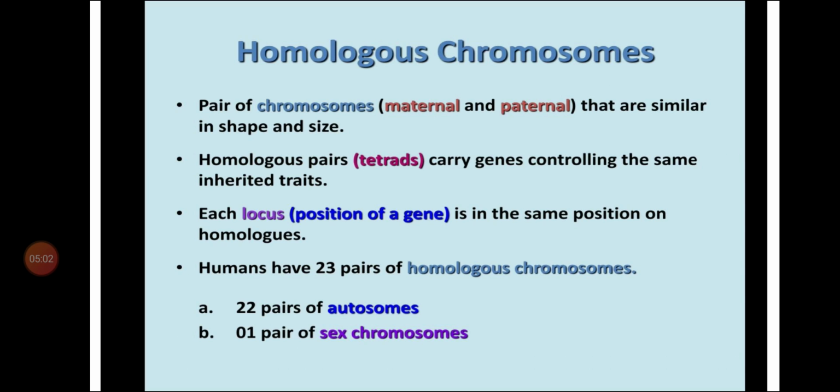Humans have 23 pairs of chromosomes. Human beings have 23 pairs of homologous chromosomes. Out of those 23 pairs, 22 pairs are autosomes and 1 pair is of sex chromosomes. So, 22 pairs are autosomes. What do autosomes mean? Autosomes means the pairs of chromosomes that are responsible for the body characters other than the sex chromosomes.